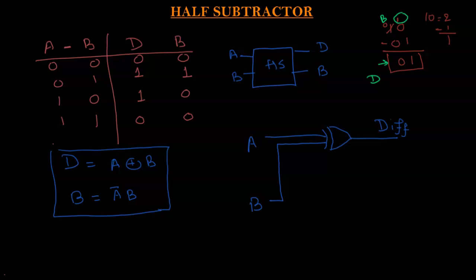Next we have our borrow, and for the borrow you can see we have A bar and B. So that means we need a NOT gate from A. So we have a NOT gate and A bar dot B, right? So we have an AND gate right over here connecting our A bar and B, which is going to give me my borrow. And there we have it. So we can see that the half subtractor is just like a half adder, with the truth table, its equation and the circuit diagram for its construction.